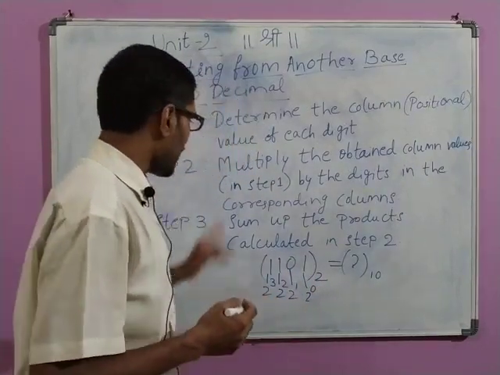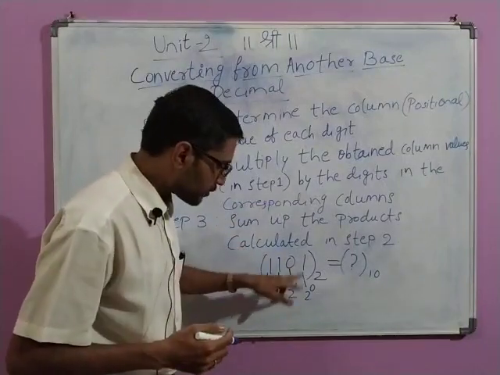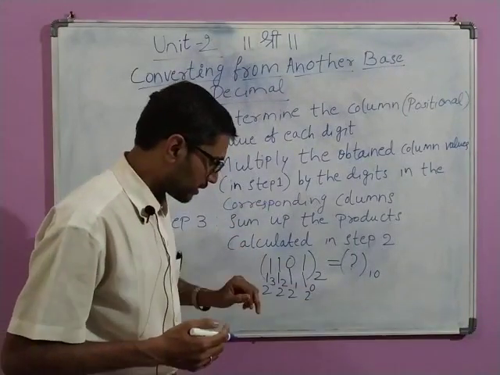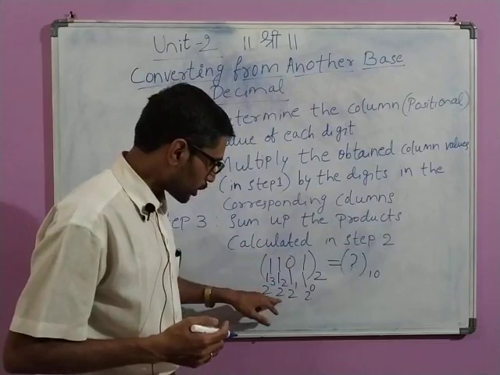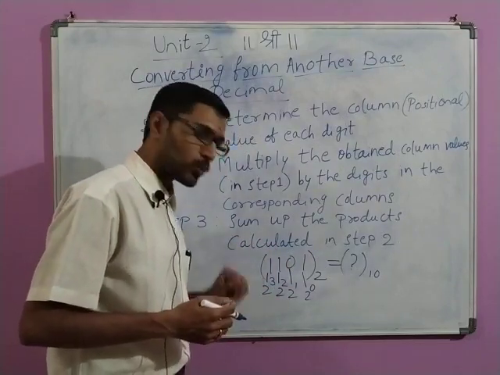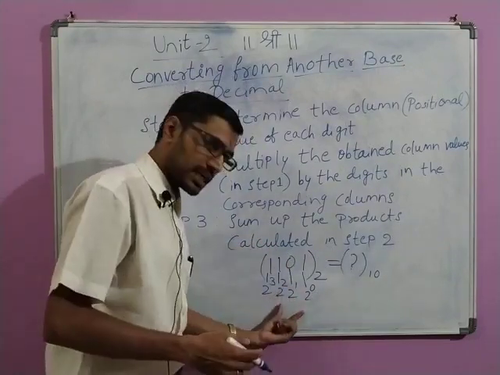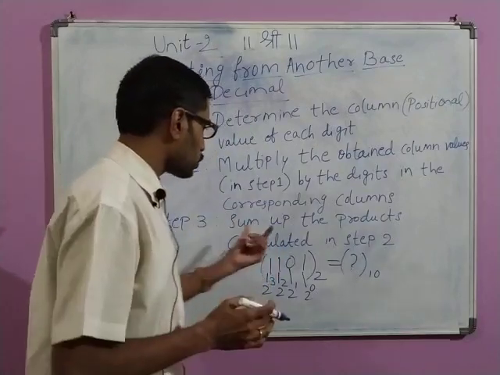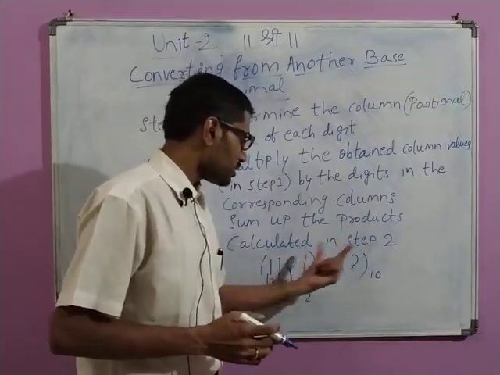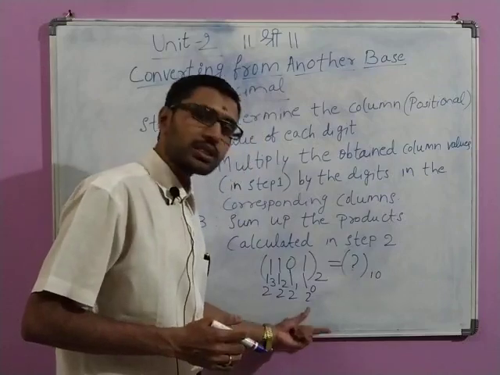And then at the end, the products that we obtain, that is 2 raised to 0 into 1, 2 raised to 1 into 0, 2 raised to 2 into 1, 2 raised to 3 into 1, all have to be added. So the sum of the products calculated in step 2 will give you the answer.